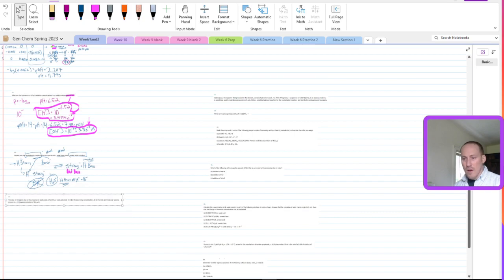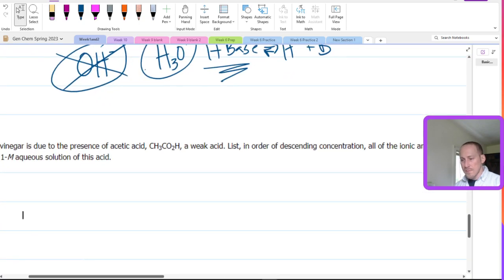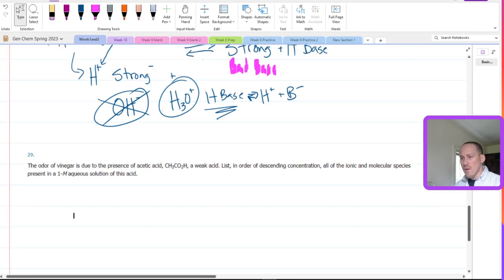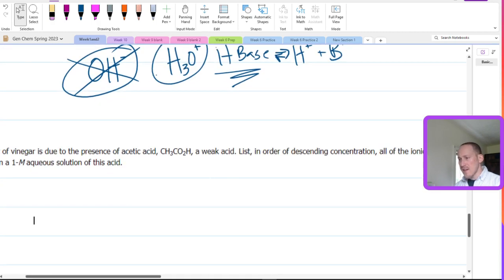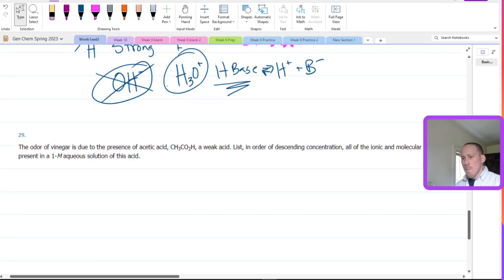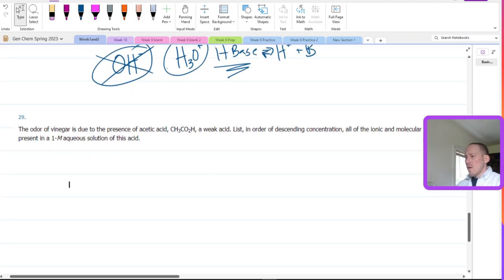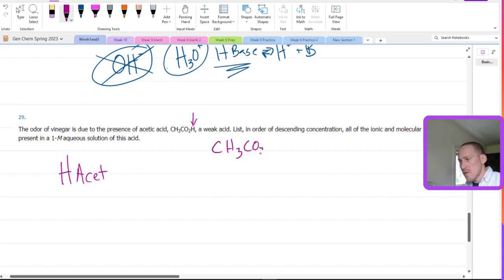Let's keep rocking and rolling here. So the odor of vinegar is due to the presence of acetic acid, a weak acid. List all in descending concentration, all the ionic and molecular species present in a 1 molar aqueous solution of this acid. Okay, so we've got acetic acid. I'm going to call it H-acet. And see, it has that H right there it could lose. When it does, it's going to become acetate, CH3CO2 minus.